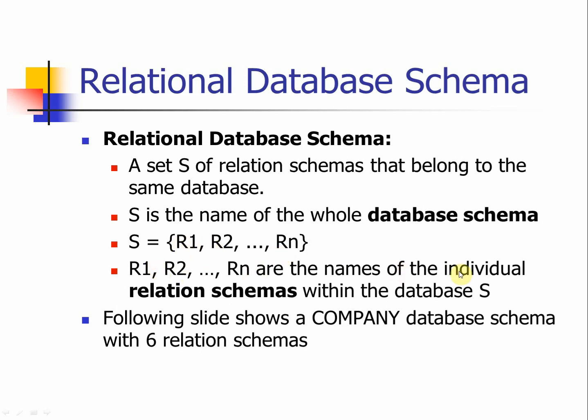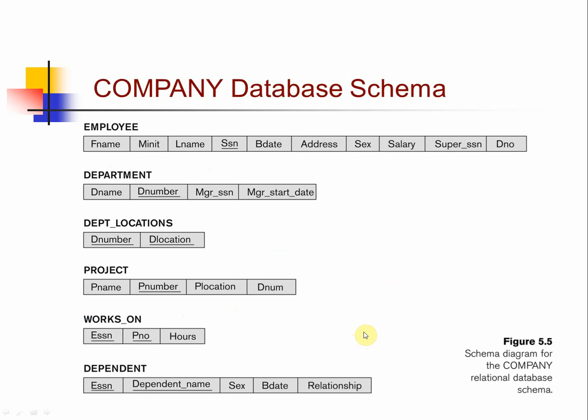So R1 through Rn indicate the relational schemas. The following slide shows a company database schema with 6 relation schemas. You don't really see the company inside your relational schema diagram, because when you sum up all of these 6 things together, you form a company database. So what does this company database look like? It has the 4 tables that we discussed in the ER diagram: employee, department, projects, and dependents.